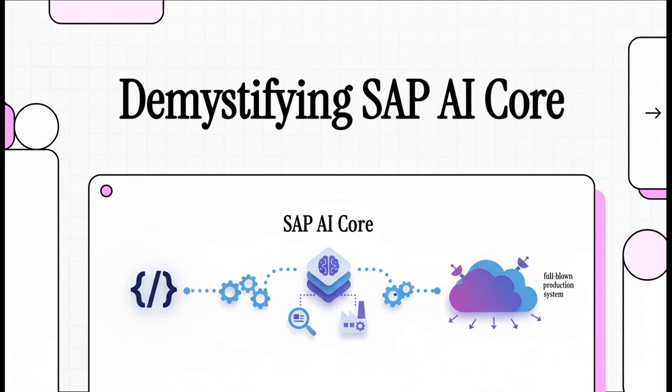You've probably heard that SAP is going all in on AI, right? But what does that mean? One of the key pieces of that strategy is a product called SAP AI Core. So what is it? What does it actually do? Well, that's what we're going to break down today.